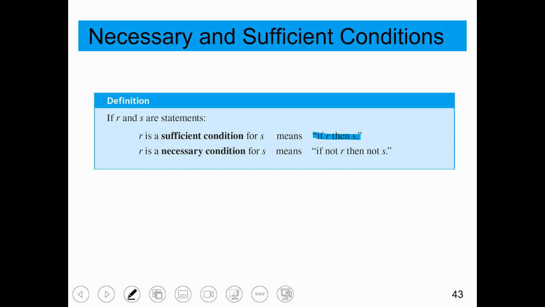A necessary condition means S won't happen any other way besides R. So if not R, then not S. Okay? So you will see these words, a necessary and sufficient condition. So the words mean different things, so be very careful with them.